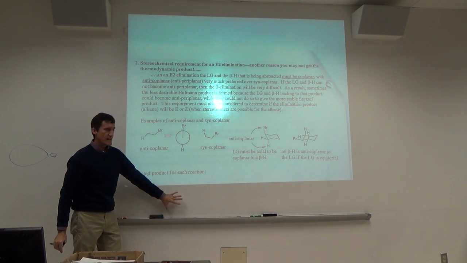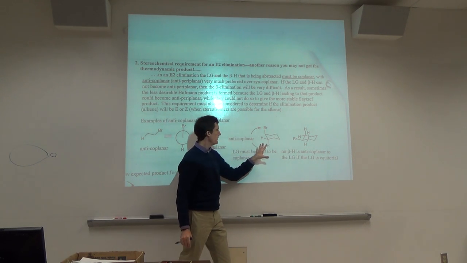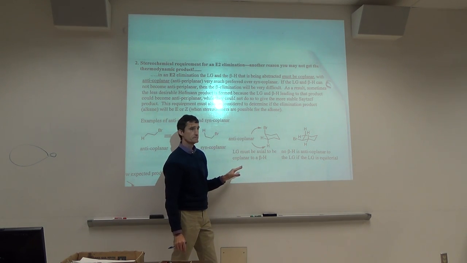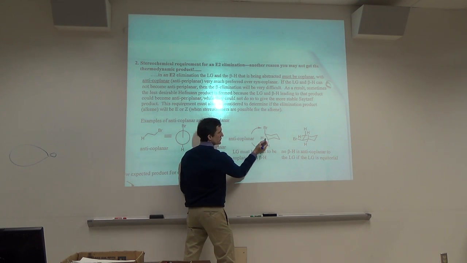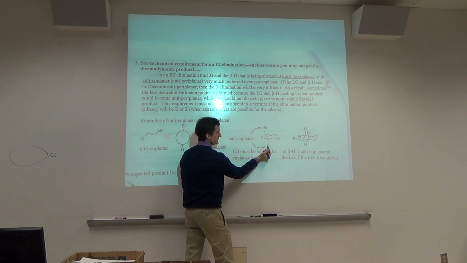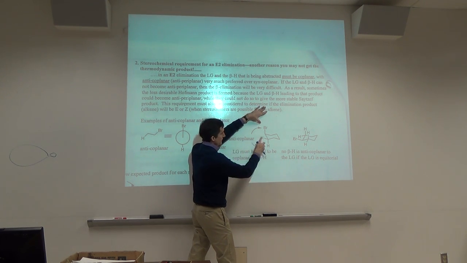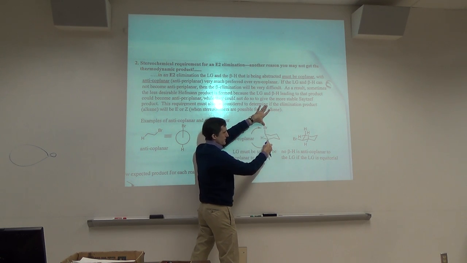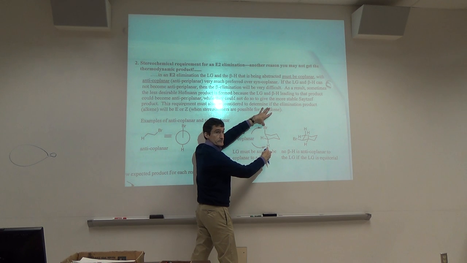Now when we start doing examples, we'll do Newmans, but we also are going to go back and consider chair conformations. Here's a leaving group. There's a beta carbon with an H, so this is a beta hydrogen. You see how these are anti-coplanar. The Br is straight up, the H is straight down. Anti-coplanar.